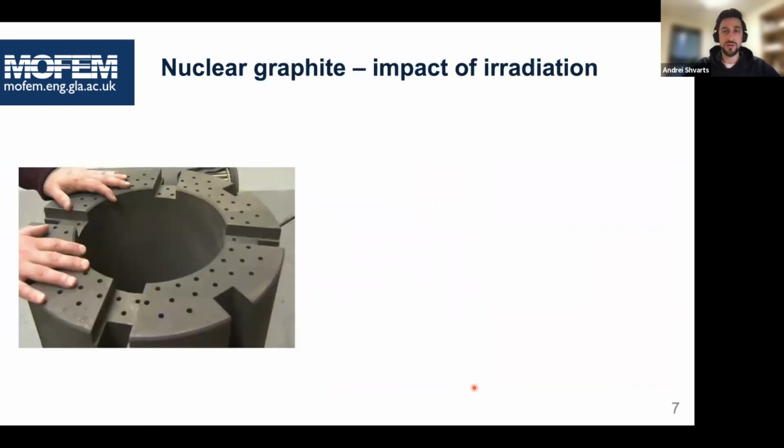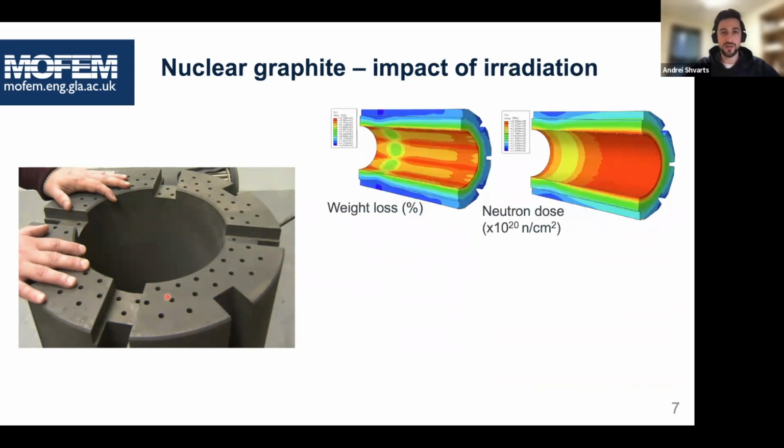So just to understand the impact of irradiation, you can see what's the shape of the brick. Of course, this one is out of the reactor. You can see the human hands for comparison. And there are lots of keyways on those bricks and lots of holes. And also what we're talking about, the irradiation is the dosage of neutrons, which accumulates over the years, and also the weight loss.